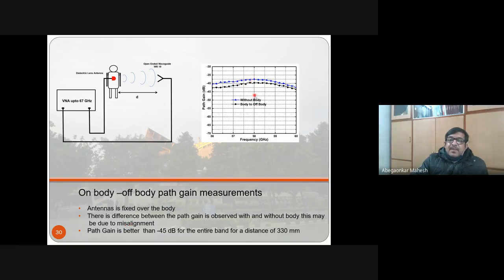Path gain is better than minus 45 dB for the entire band for a distance of 330 millimeters, that is 33 centimeters. So as I said, this is very short distance communication. We have kept the distance as 33 centimeters, and we see that the path gain is sufficiently good. And with body and without body, there is not much deterioration in the path gain.